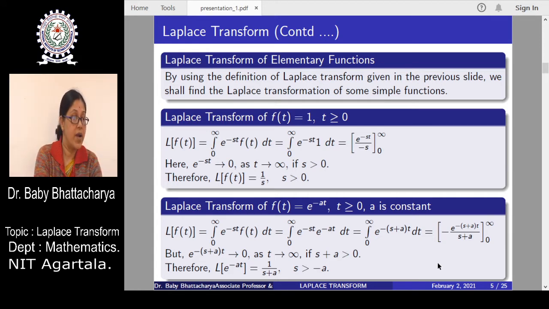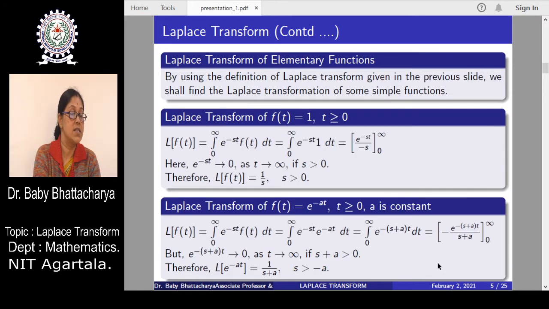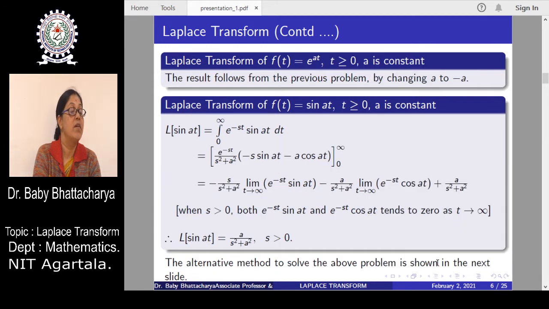Now, we can find the Laplace transformation of this exponential function when it is given in the form of e to the power plus at, simply by changing a to minus a in the previous function. For e to the power minus at, the Laplace transformation was 1 by (s plus a). If we replace a by minus a, the Laplace transformation of e to the power plus at would be 1 upon (s minus a). So we have the Laplace transformation of the function e to the power at as well as e to the power minus at. Our next target is to find the Laplace transformation of circular functions. First, we are considering the function f(t) as sin at.